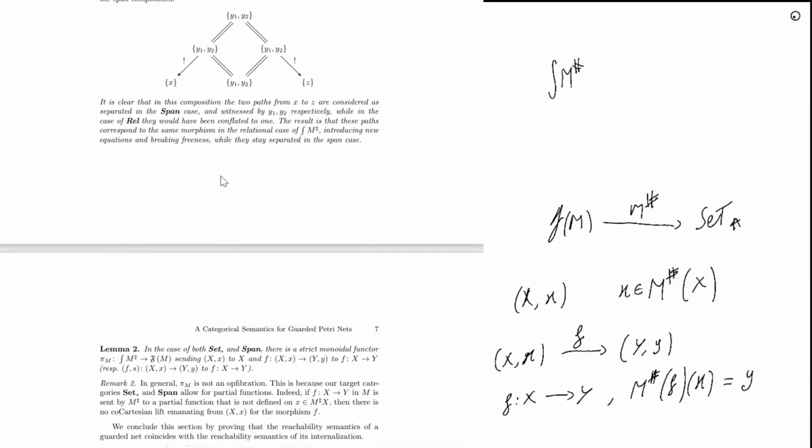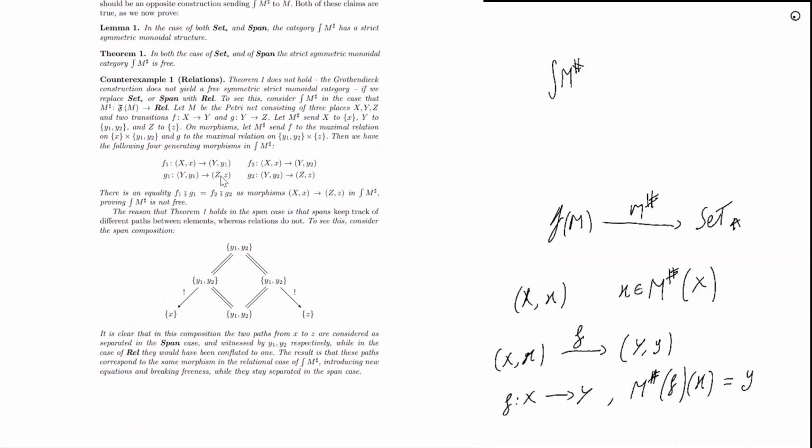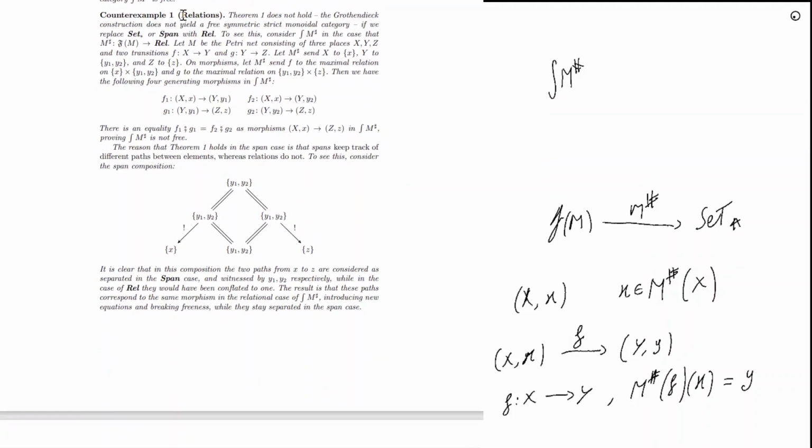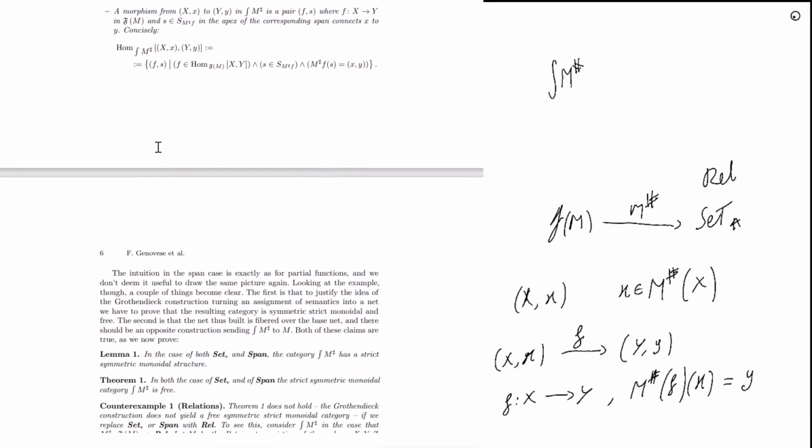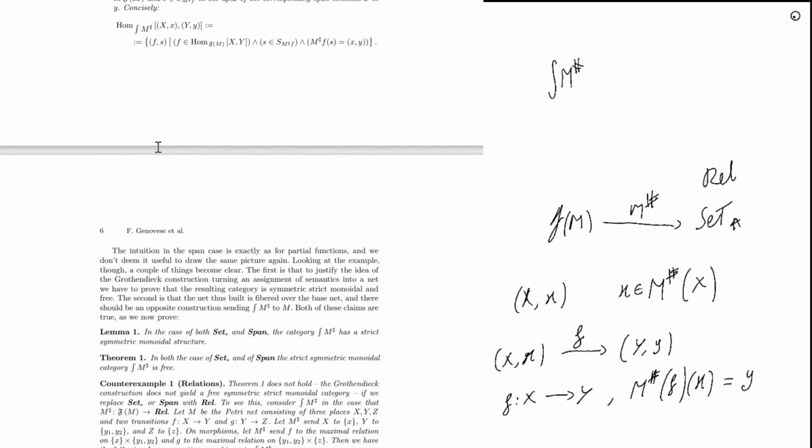Then the rest of the paper proceeds with some technical stuff. It explains why we can't pull this trick on relations, for instance, and the reason is that the Grothendieck construction on a functor that goes to Rel is not free. And the reason why it's not free is because relations are not proof relevant. They don't keep track of why elements are related. And so when you do the Grothendieck construction, you are introducing more equations. And so you lose freeness.